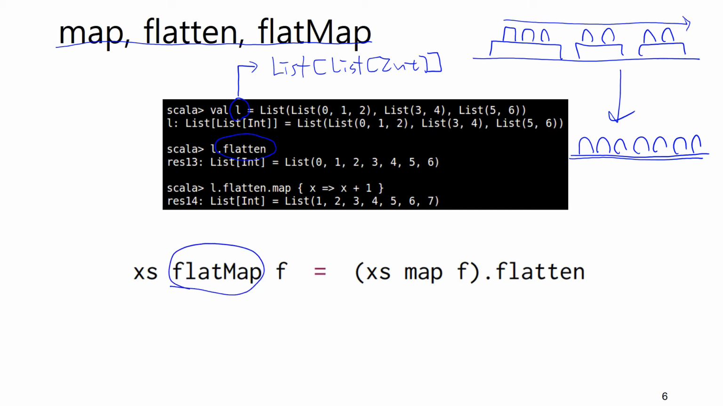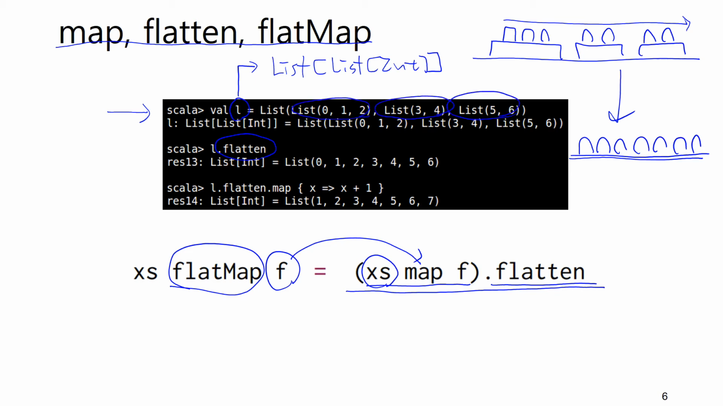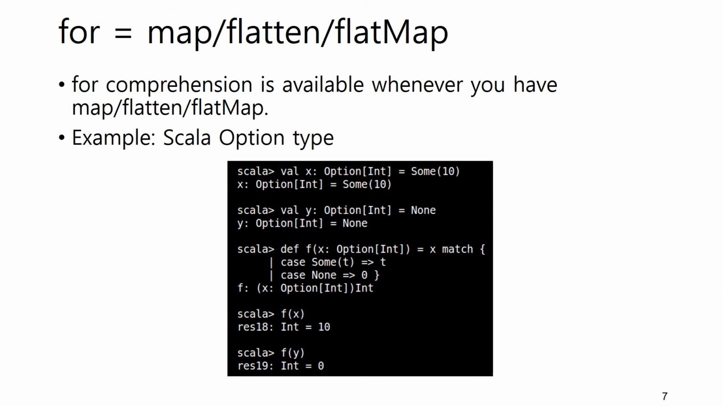And flatMap is defined as shown here. You first apply the function f to each individual list and then call the flatten method. In this example, you would apply the function f to this individual list and then call flatten. It turns out that this for comprehension is just syntactic sugar that is expanded in terms of these higher-order functions. So whenever your class has these higher-order functions, you can use for comprehension on your class.